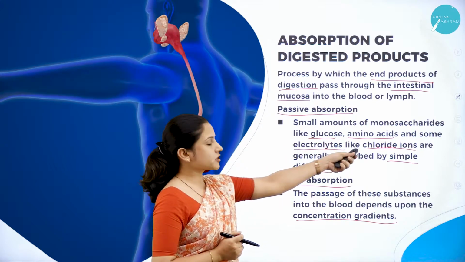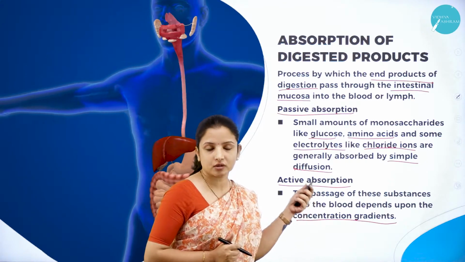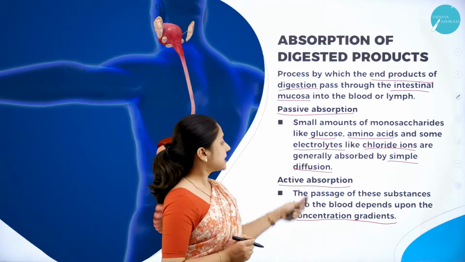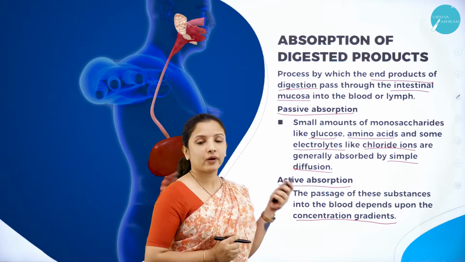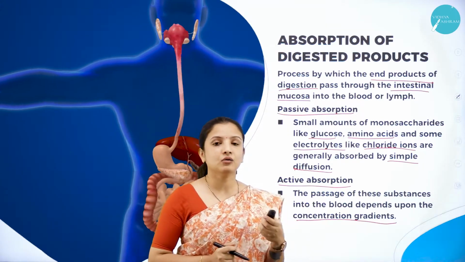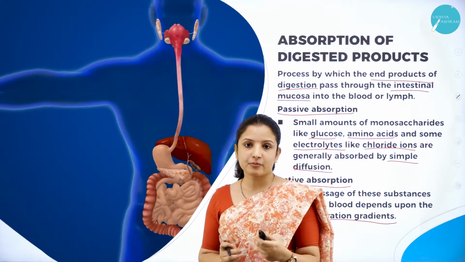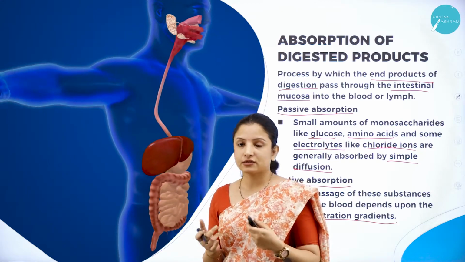So passive absorption is nothing but simple diffusion. Active absorption is based upon the concentration gradient. Keeping these two in mind, we shall see how exactly the different types of absorption can occur, and how different mechanisms help the absorption of food to different parts of the body.